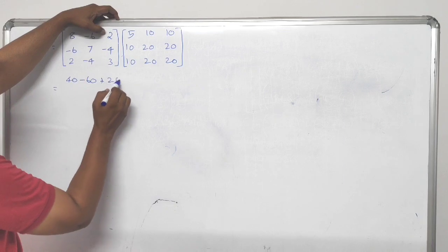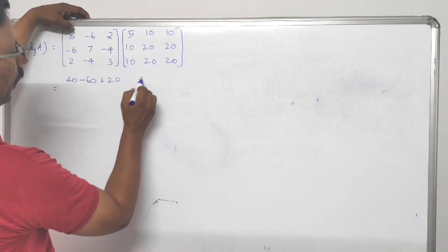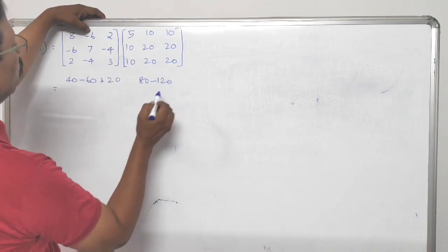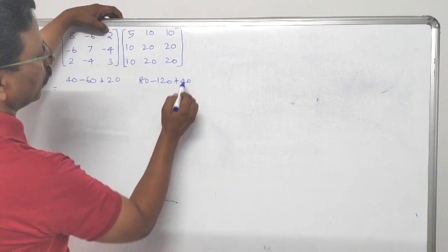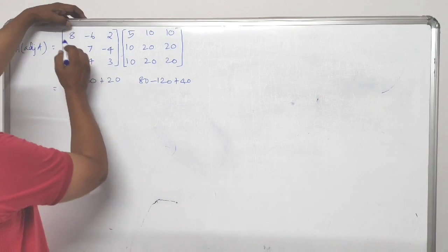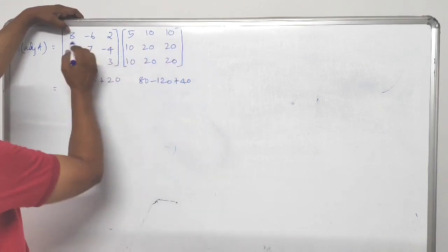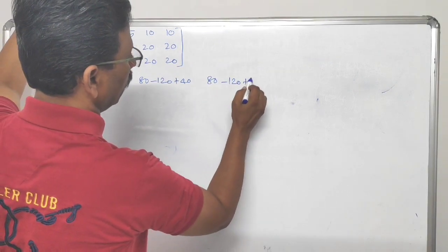Then we can take the first row, second column: 8 into 10 equal to 80, then minus 6 into 20 equal to minus 120, then plus 2 into 20 equal to 40. Then likewise, we can take first row, third column. Same elements, 10, 20, 20, 10. You can take the same thing, that is 80 minus 120 plus 40.